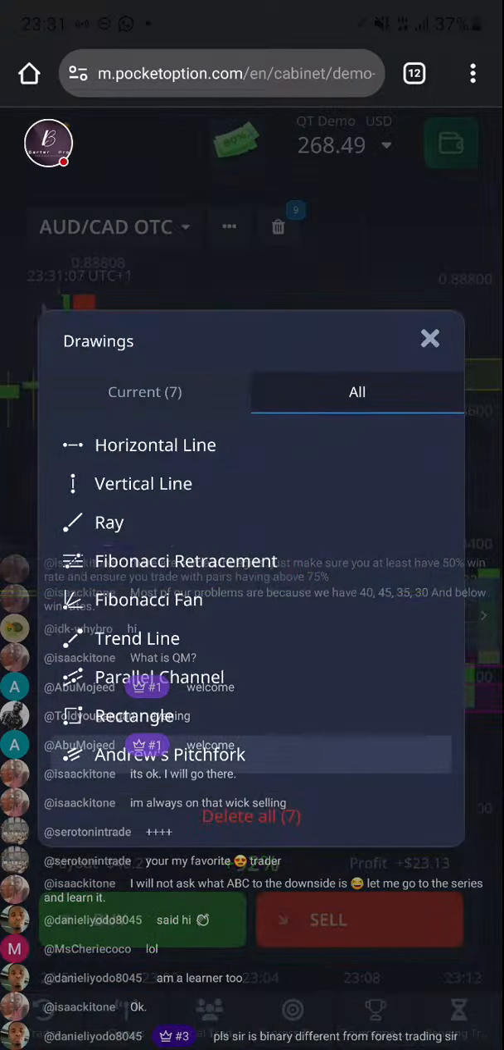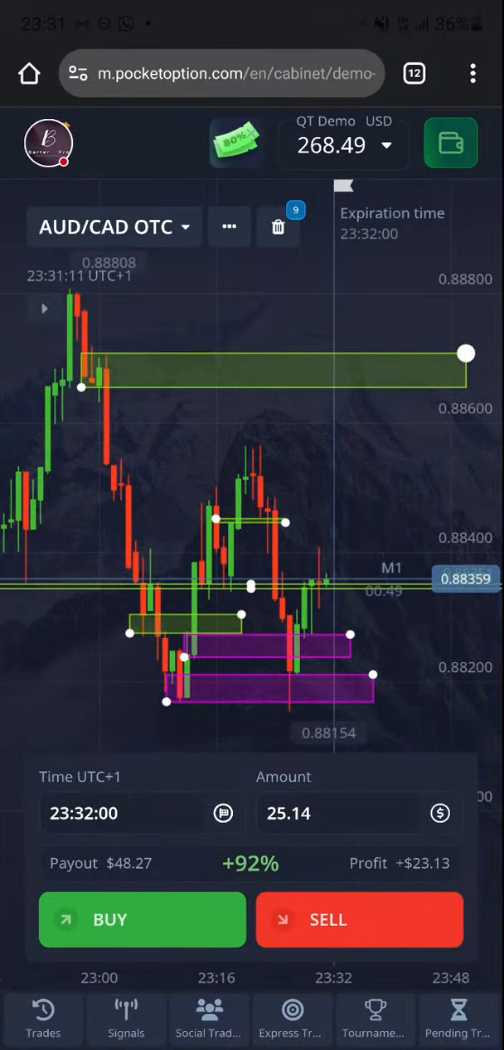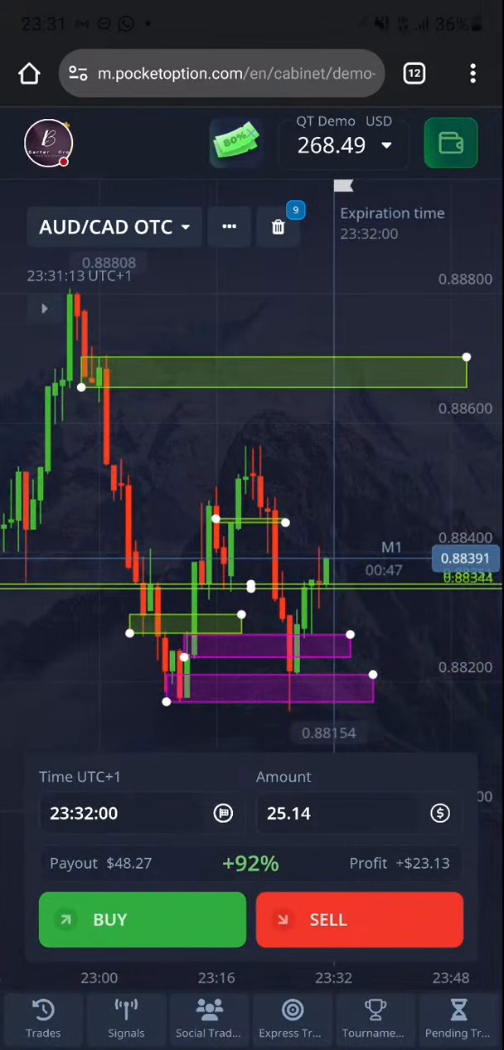It's binary, different from Forex. Yes, it's very different. No, it's the same chart. They use the same charts, but the style of trading is different.